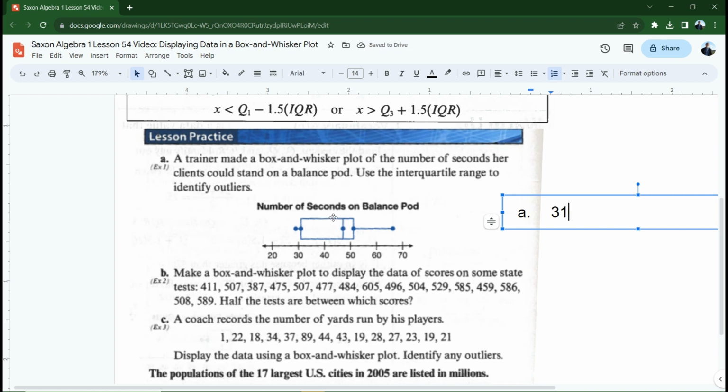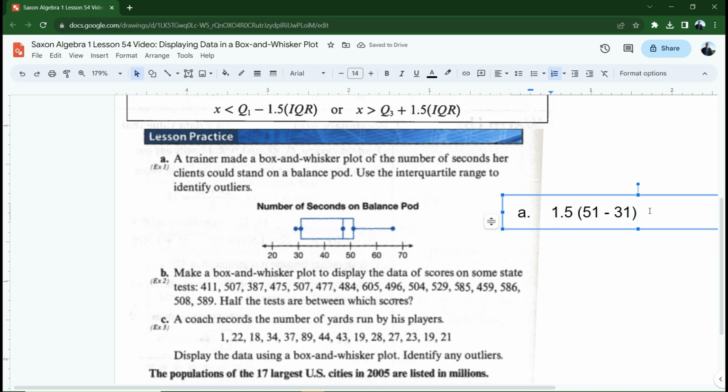And then I'm going to look at the place where the box ends, that's the third quartile, that's going to be at about 51. Now I'm going to list 51 first. So we're going to do 51 minus 31. And then I need to take 1.5 times that amount. 1.5 times 51 minus 31.